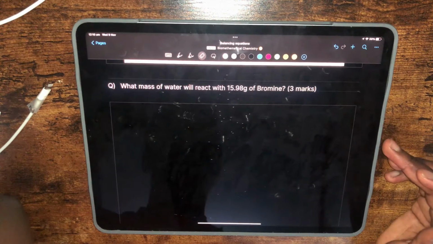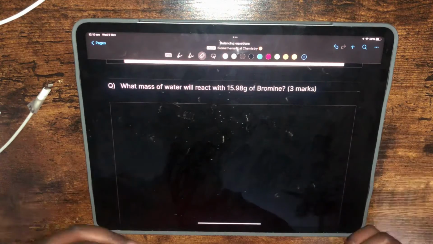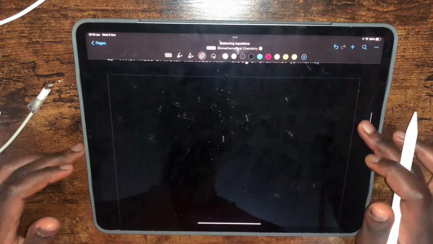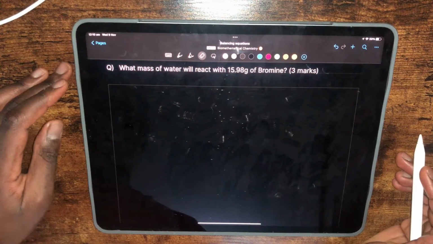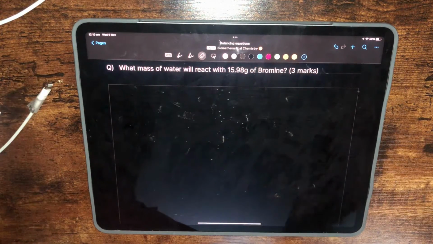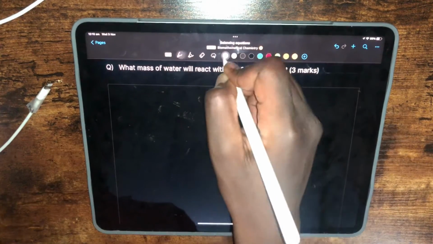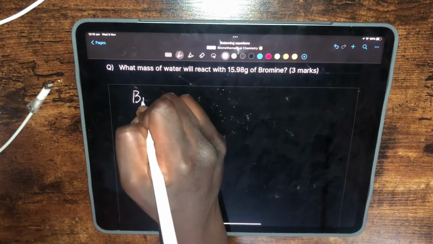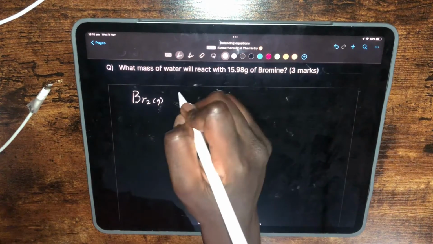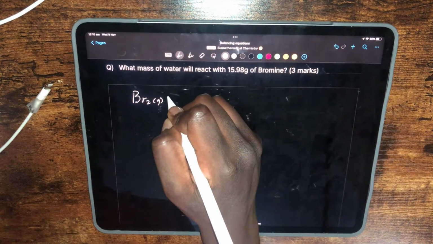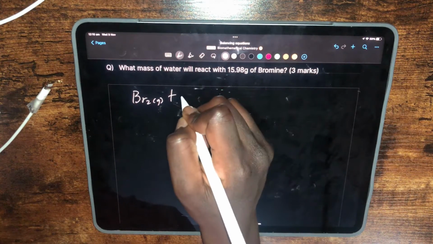Alright. I assume you've paused the video and tried to answer it. If you just want the answer, just skip to when I finish the question, but I'm just going to go for it. So, what mass of water will react with 15.98 grams of bromine? First of all, the first thing I'll do is write out the equation, right? So, bromine, it'll probably be in solution form, to be honest, but bromine plus water.